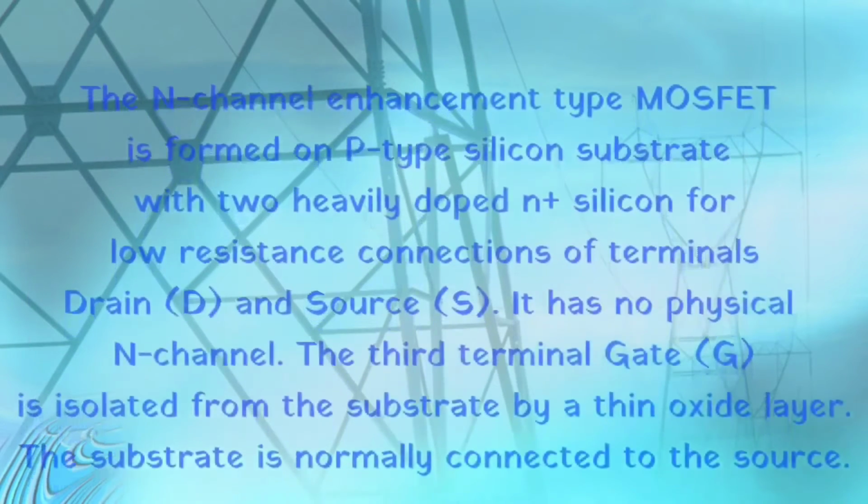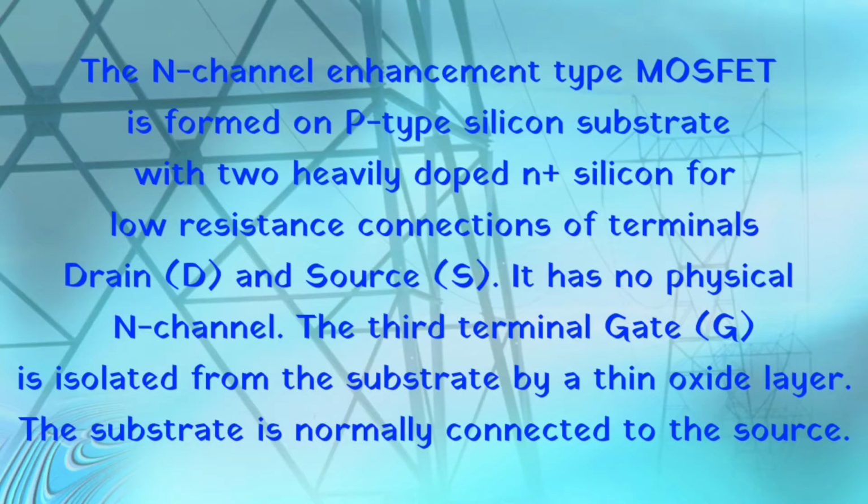Now we will see the construction of enhancement type MOSFET. The N-channel EMOSFET is formed on P-type silicon substrate with two heavily doped N plus silicon regions for low resistance connections of terminals, drain and source. In this there is no physical N-channel present, and the third terminal, which is gate, is isolated from the substrate by a thin oxide layer and the substrate is connected to source.